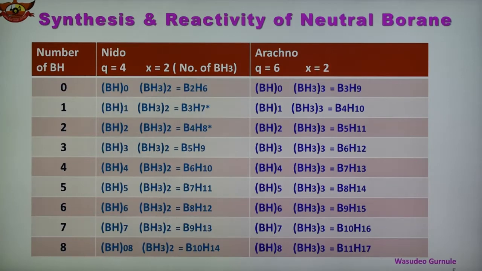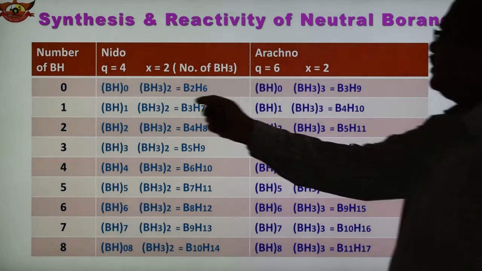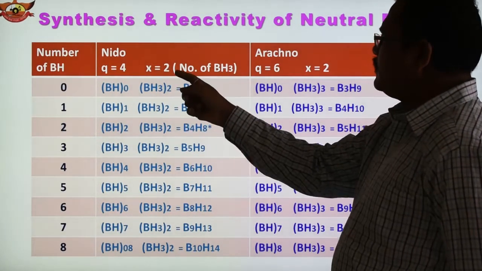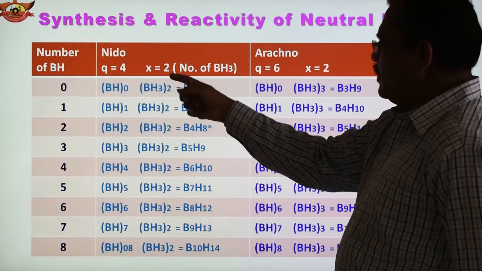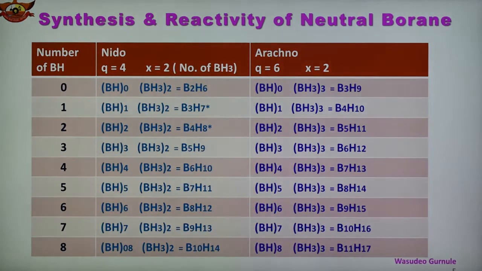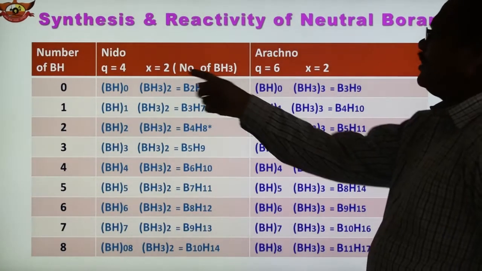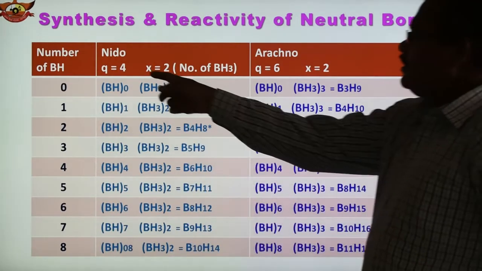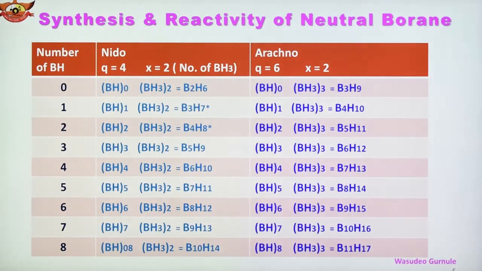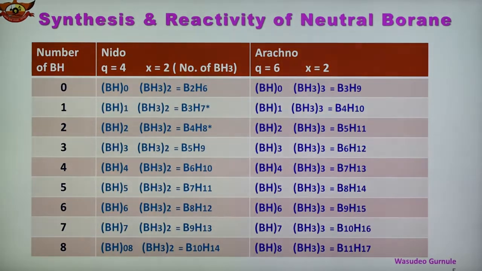BH units are given here, and this is N, and here the BH3 units are fixed. X is fixed at 2. So X is nothing but the number of BH3 units and it is fixed. This N is changing, and N is the number of BH, so 0, 1, 2, 3.